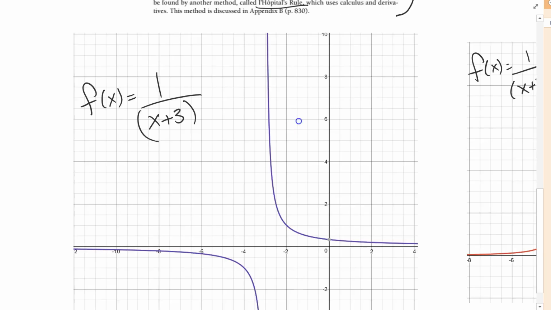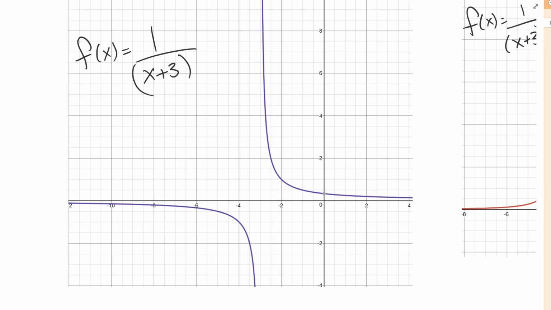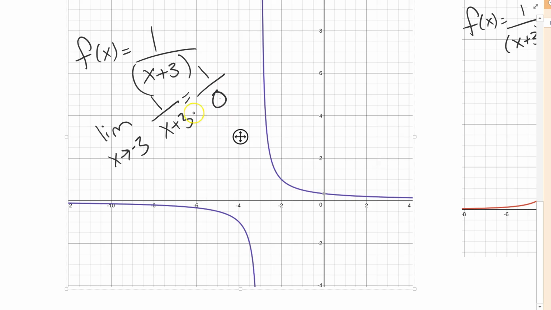Here's two examples in which the limit at a certain point may or may not exist, but it's not an indeterminate form. So here, if I try to take the limit as x goes to minus 3 of this function, if I plug it in, I have 1 over something. I really have 1 over 0. But I have to be careful because this is going to 0.